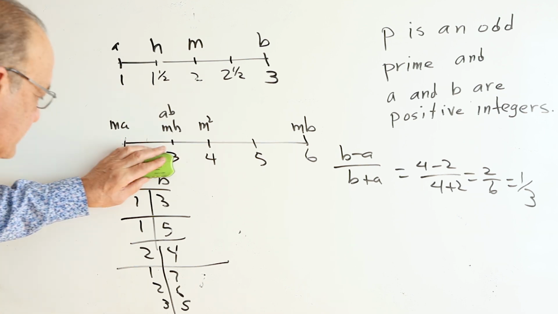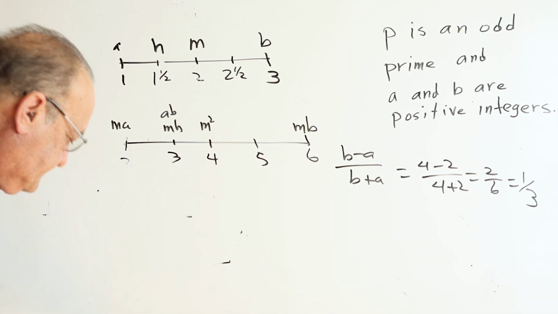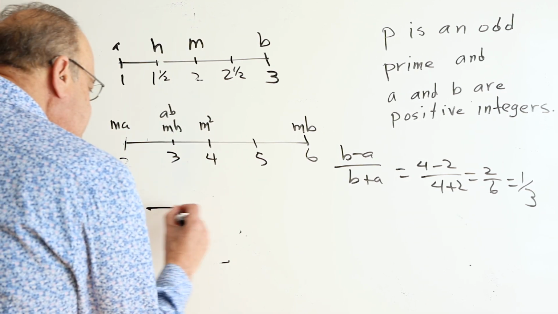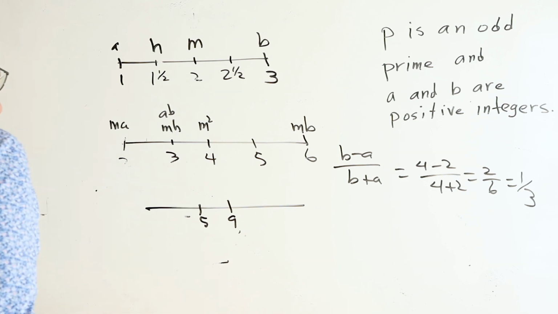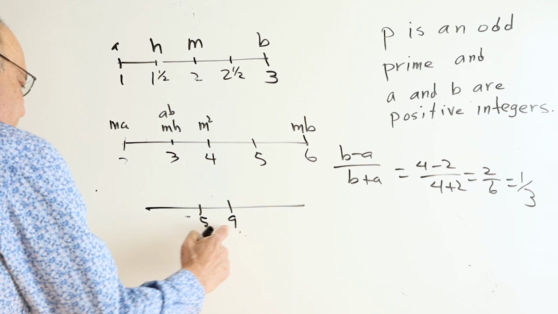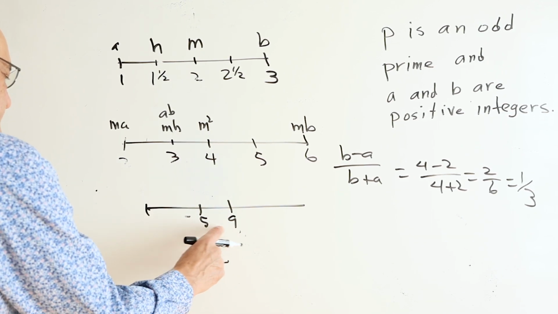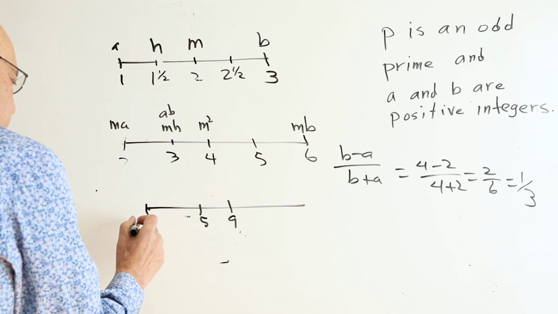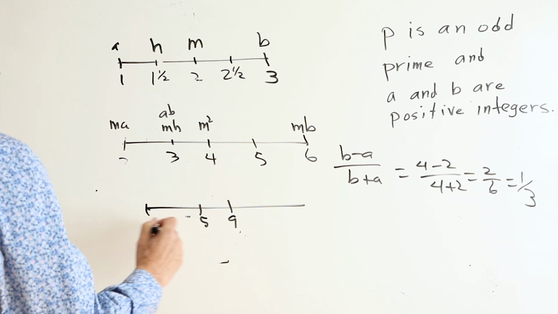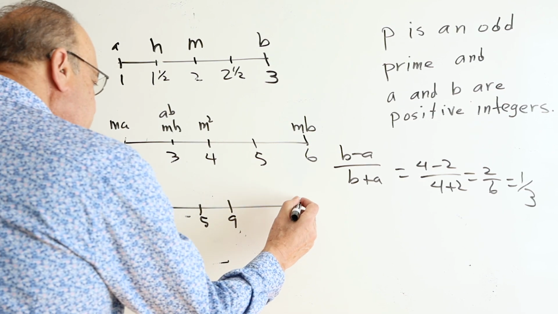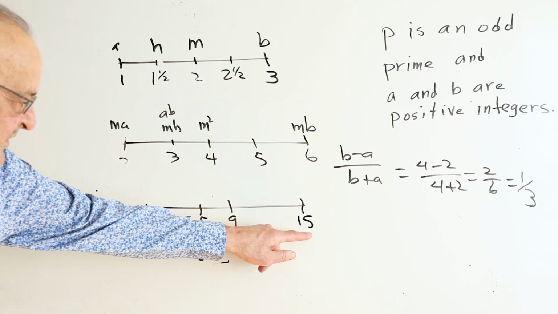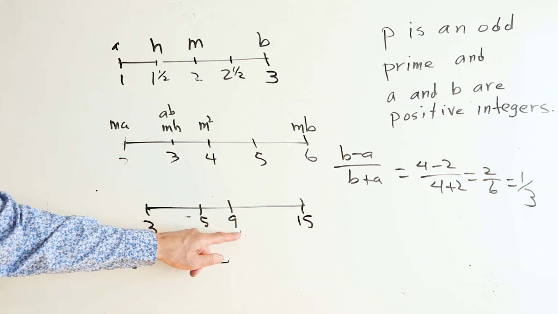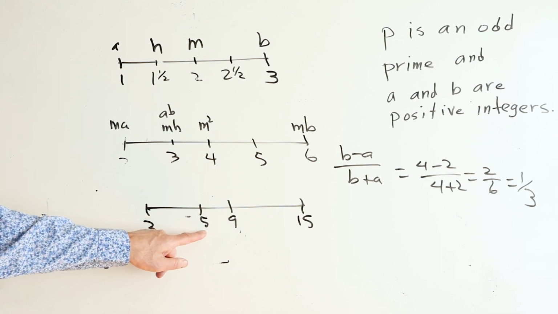So let's look at another example. If you have, say, the prime number 5, that's going to be less than 9, and this is going to be 3, and this is going to be 15. Notice that 3 times 15 is 45, 5 times 9 is 45, and this is a prime number.